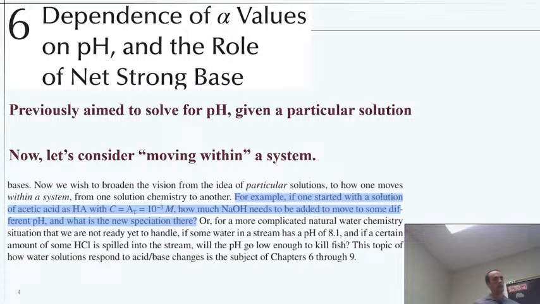And it even goes on to say, well, in the next few chapters, starting here, we could look at, can we answer the question in a more complex system? If we spill some hydrochloric acid in a stream, will that result in a low enough pH to kill the fish? Right, so that's an overall application type of goal that we're heading towards with this type of discussion.